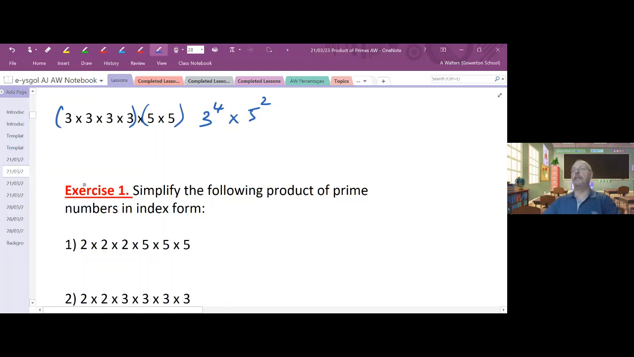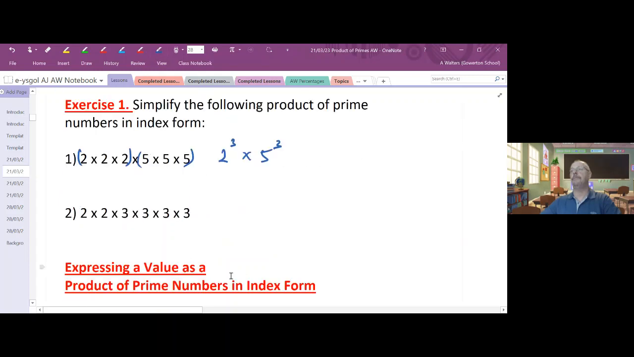And this is what we should have as an answer. There's 3 2's, so I'm going to say 2 to the power 3. Don't forget it's a times or multiplication. And there's 3 5's, so it's 5 to the power 3. So we've got an answer: 2 cubed times 5 cubed. The next one, there's only 2 2's, so it's 2 squared times 3. And there's 4 of them, so it's 3 to the power 4. So the answer to the second one is 2 squared times 3 to the power 4.